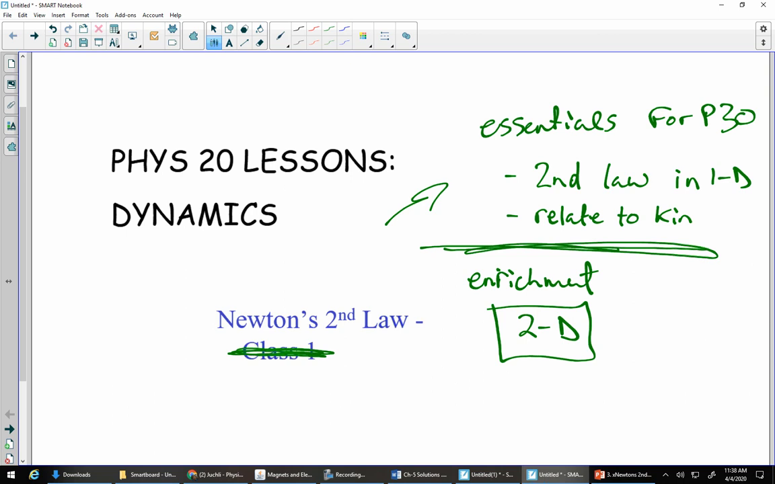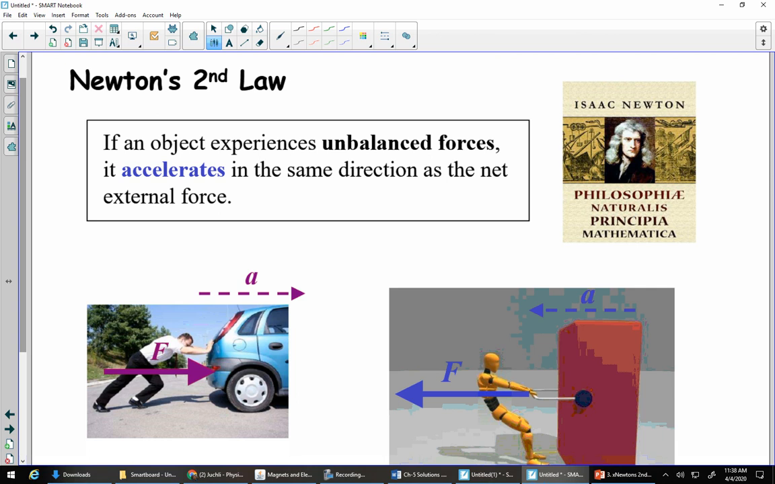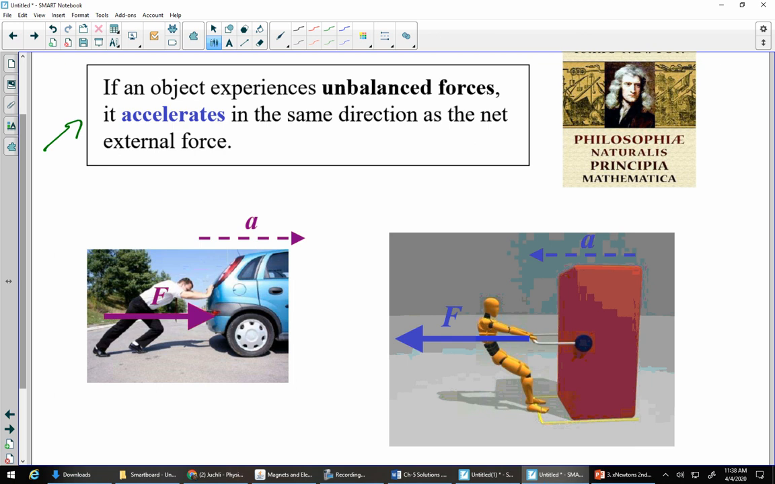Okay, so let's jump into it. Newton's second law. Big idea is if you have unbalanced forces, it's going to accelerate in the same direction as the net external force. So it's just our definition that we've got up here. In other words, the net force, the sum of all the forces, when you add everything up, it's what you got left over. It's going to be the exact same direction as the acceleration. So if this is the only force acting on this vehicle, it's going to accelerate in the same direction. If this is the only force acting on this thing, it's going to accelerate in the same direction.